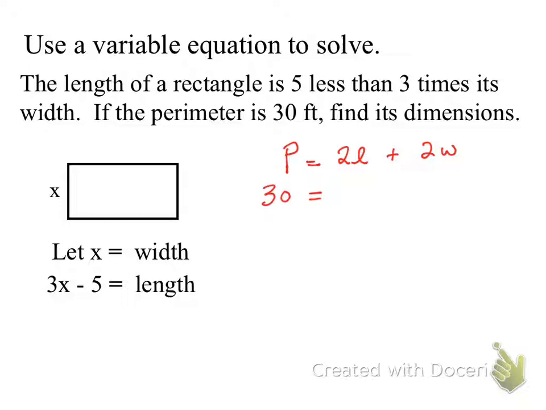For the lengths, we know it's going to be 2 times the quantity of 3x minus 5. And for the width, it's going to be 2x. We're using the same variable. What would I do next, Linus? Yep. Plus 2x.